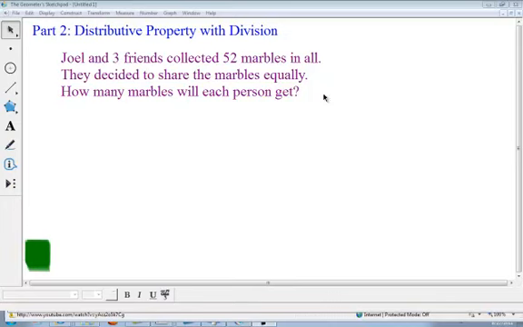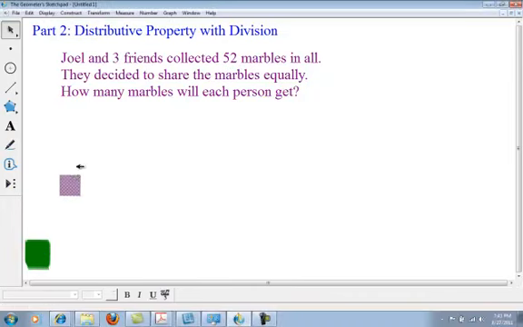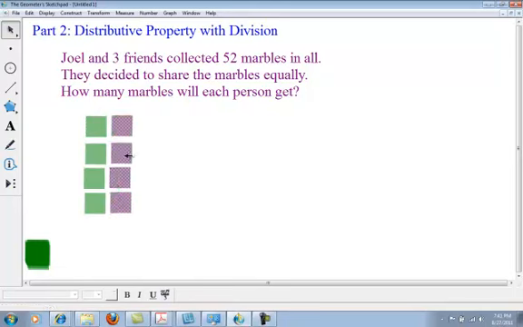Well, since there's Joel and 3 friends, that's 4 people, and we want to divide the 52 marbles into 4 equal groups. So I'm going to use these tiles and I'm going to make 4 rows. And I know that I have to use 52 marbles in all, and each tile will represent a marble. So I will have to use 52 tiles to make my array of 4 rows. Now, I'm going to copy these 4 and I'm going to paste them. So now I've got 2 in each row.